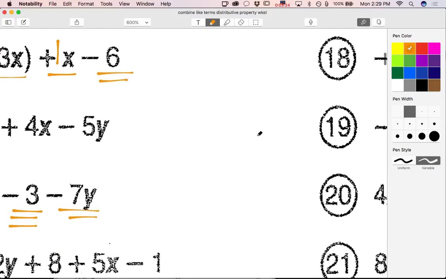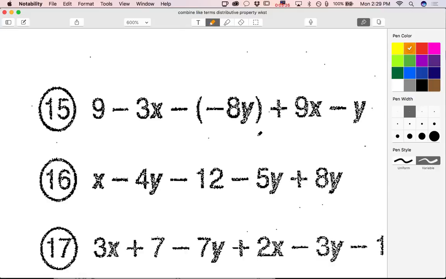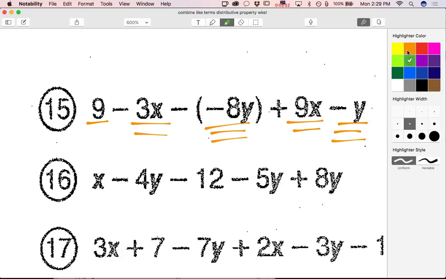15, go to 15. Now if I'm going too fast, the great thing about the video is you can always pause and rewind and play. So 9, this one, any other numbers? Not a number, not a number, not only a number. So there's no like terms with 9. 3x, any other x's? Yep. Negative 8y. There's a like term here. Okay. And let's bring our attention to this when we come back. Again, this has your negative and a negative here.